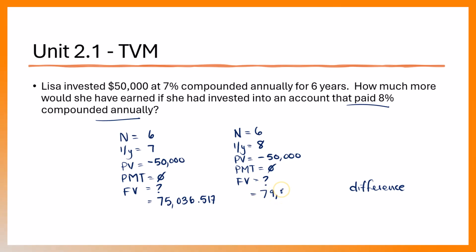If we take the difference of those two numbers, we see that it is approximately $4,307.20 more. So that 1% over a 6-year period resulted in an extra $4,307 in extra interest.